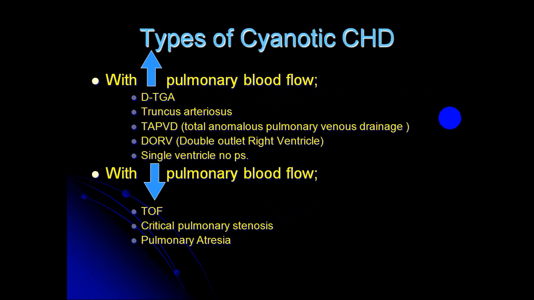Congenital heart disease, as we discussed in the first lecture, has two types: increased pulmonary flow and decreased pulmonary flow. Increased pulmonary flow, like TGA, transposition of great vessels, truncus arteriosus, and total anomalous pulmonary venous drainage, and others. Rare. With decreased pulmonary blood flow, the basic example is TOF, and other examples.